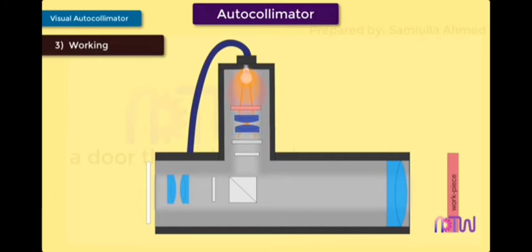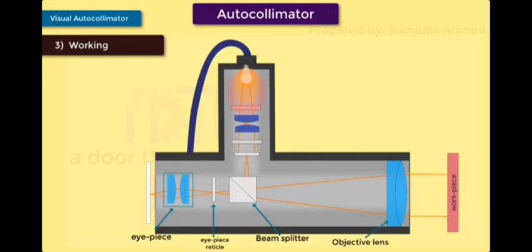Then the light beam passes through the diffuser, which will scatter light in some manner to transmit soft light. After passing through the diffuser, the beam of light will pass through the objective reticle. Then it falls onto the beam splitter. Here the beam of light splits into two and gets projected on both sides. The beam of light traveling on the left-hand side will pass through the eyepiece reticle and eyepiece lens. The beam of light traveling on the other side will pass through the objective lens and fall on the plane reflector.